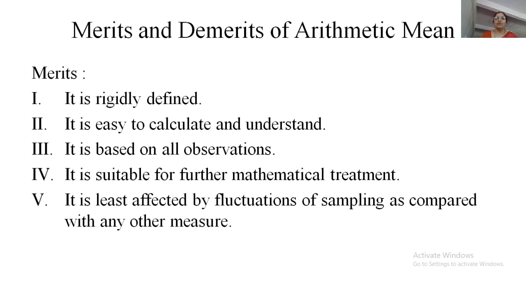If you have k groups with k arithmetic means and k numbers of observations, n1, n2, nk, then you can find out the arithmetic mean for all these combined k groups. And the most important property of arithmetic mean is that it is least affected by sampling fluctuations.